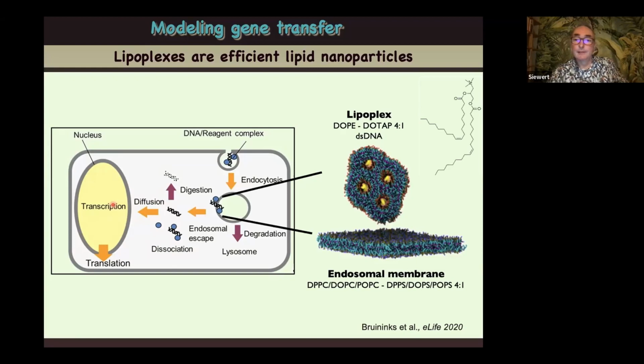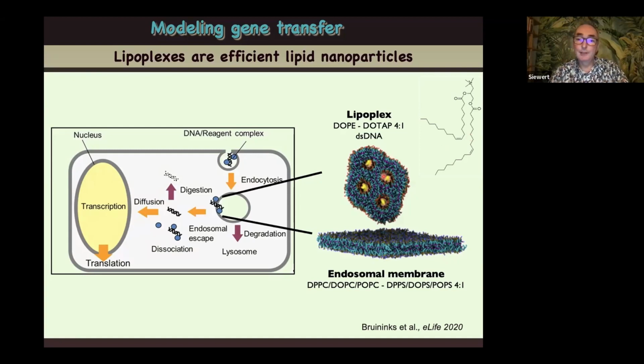But we were simulating at the time these lipoplexes, which are mixes of double-stranded DNA, which is depicted here in yellow, with a coat of lipids. They contain some special lipids, DOTAP lipids, that are cationic charged. So the cationic head group of this lipid can nicely bind to the negatively charged DNA, forming this kind of inverted hexagonal structures.